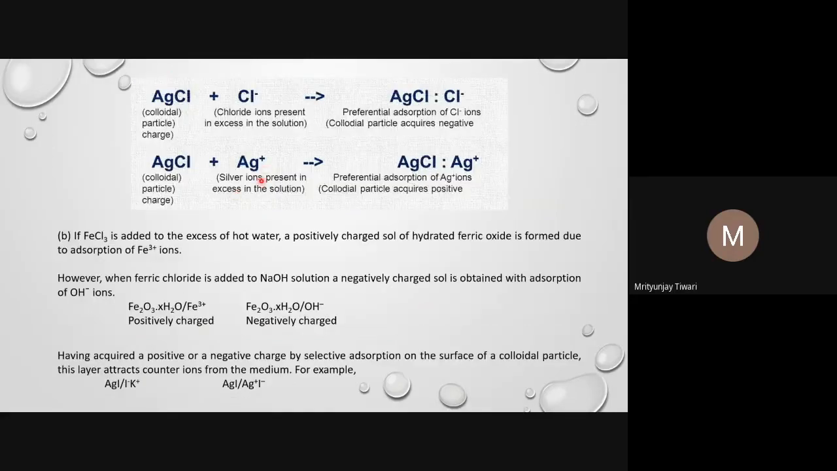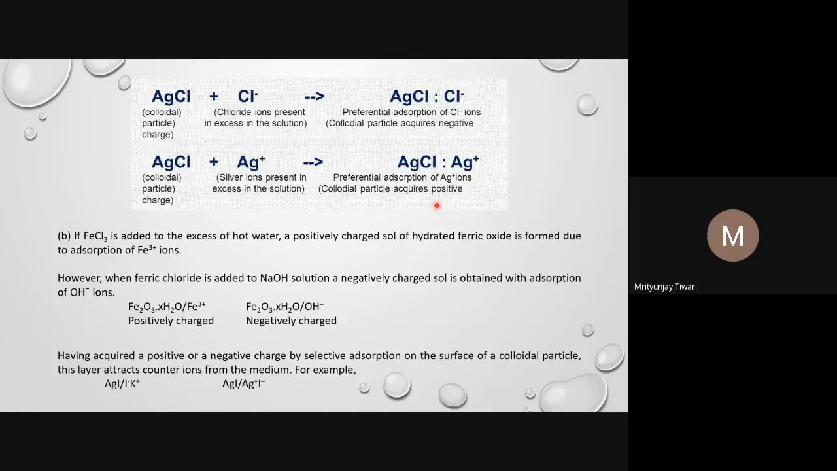So in this case also, even if there are other cations present, those cations will not be adsorbed by the AgCl colloidal particles. Only Ag+ ions will be adsorbed to form positively charged colloidal particles. This we call preferential adsorption.